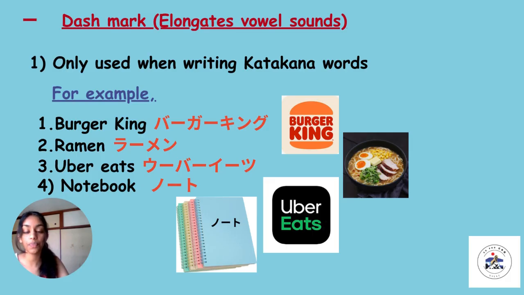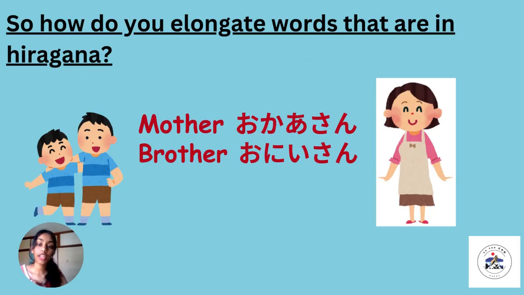They just say noto. So it's not noto, right? You want to drag that letter no a little bit extra. So that would be noto. So you just add the dash mark that elongates vowel sounds only when writing katakana words. Remember? So we learned that the dash mark is used to elongate words that are written in katakana. But what can you do to drag the words that are written in hiragana? You just basically add the vowel letter next to the letter that is needed to be dragged.